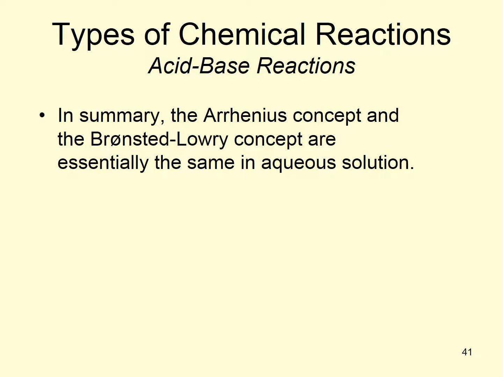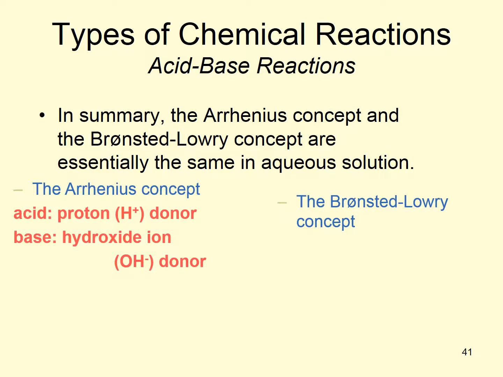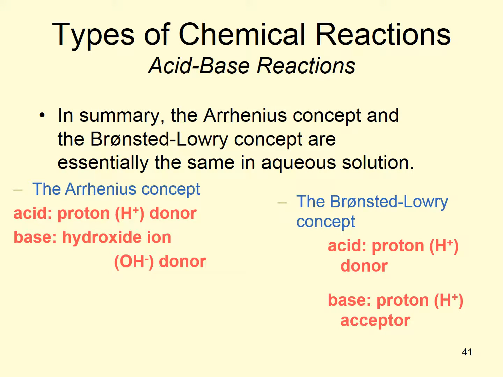All right, so they're very similar, these two concepts. The Arrhenius concept says that an acid is a proton donor, and it says that a base is a hydroxide ion donor. The Bronsted-Lowry concept says basically the acid is a proton donor, but a base is a proton acceptor. And so really it's kind of the same thing, but the base is what's different. So for the most part, we will use the Bronsted-Lowry concept. So keep that one in mind. It explains things a little bit better.